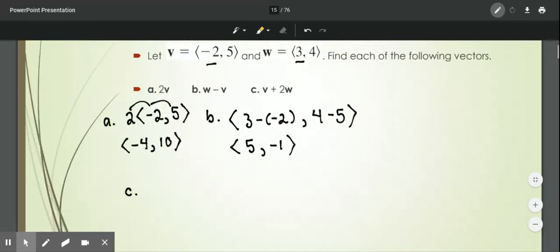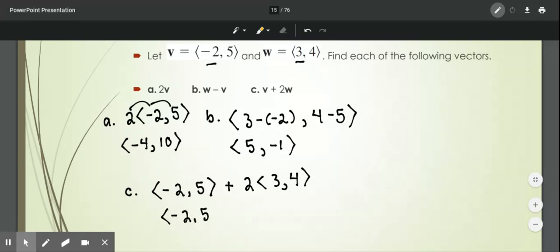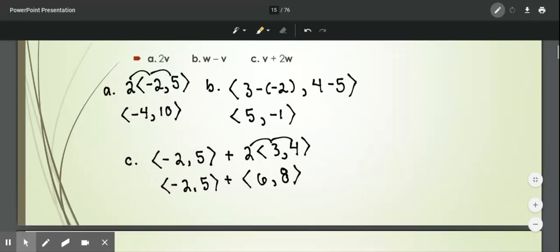And then for part C, we have v, so -2, 5, plus 2w, which is 3, 4. So we would have -2, 5, plus, we could distribute the 2 through, and we would get 6, 8. And then when you add those together, you should get 4, 13.